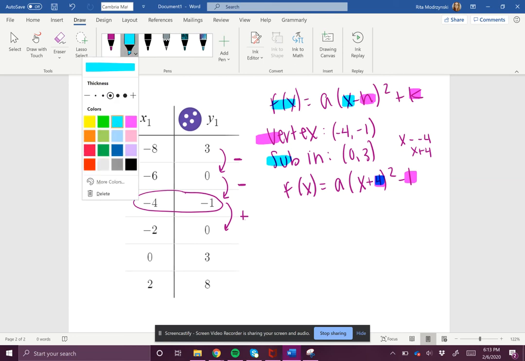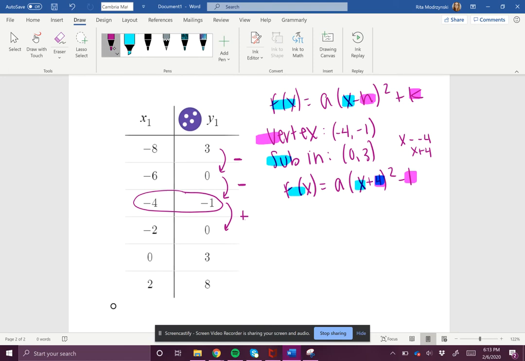Now our sub-in point, we're going to put it in for x and f of x. So now our f of x value, which is y, is 3 equals a times 0 plus 4 squared minus 1. The reason we're doing this is because we're trying to figure out what our constant value of a is, and in order to do that, we're just going to solve for a. So from here, I'm going to use order of operations and determine that 0 plus 4 is 4, squared is 16, so I have 16a here, minus 1.